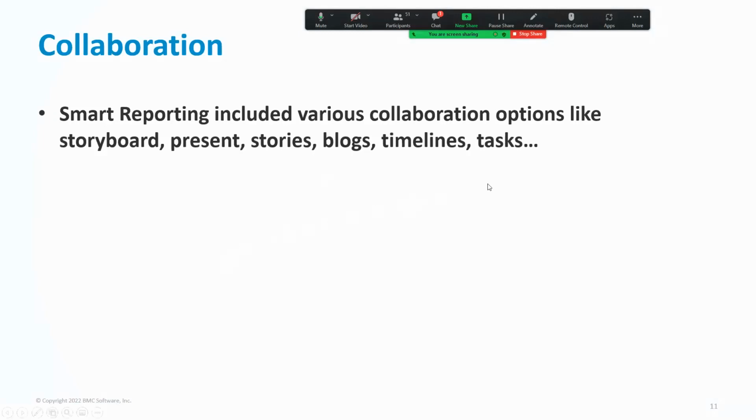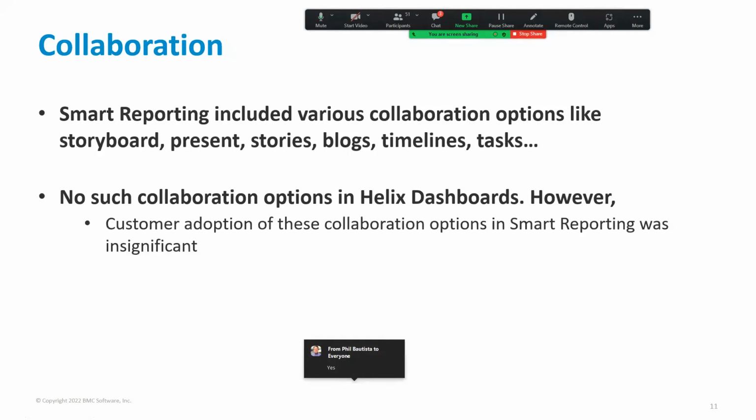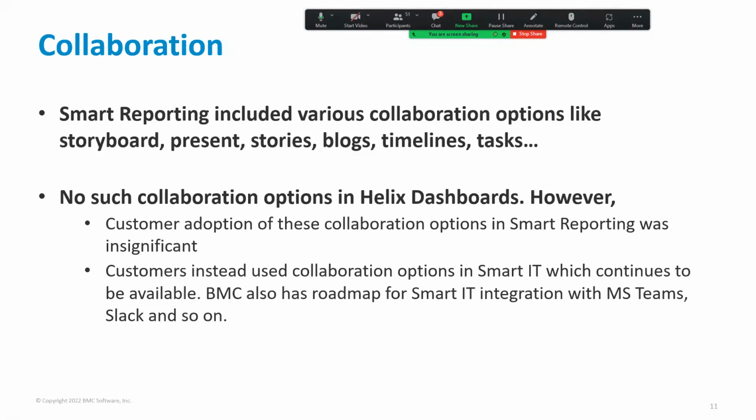So collaboration in smart reporting was one of the interesting feature sets. In fact, they had multiple capabilities there, like the storyboard, present, stories, the timeline task. Again, in our Helix dashboard world, there are no such collaboration options available. However, we had also seen that previously, smart reporting customer adoption for some of this collaboration was very low or insignificant, except something like storyboard. For most of the other parts, we didn't hear much of the issues or a lot of action on those capabilities.